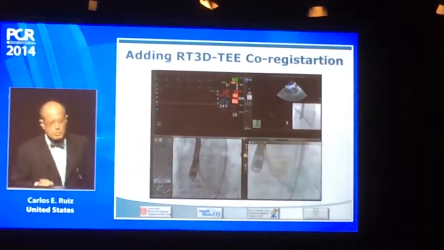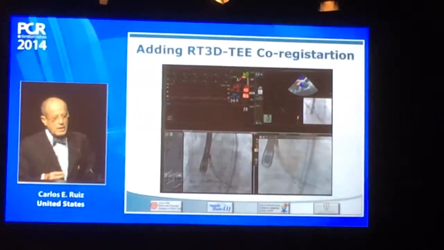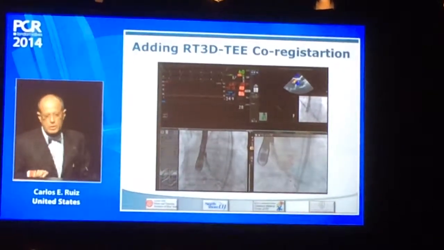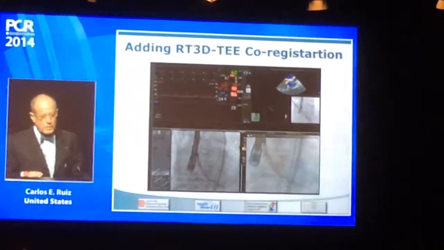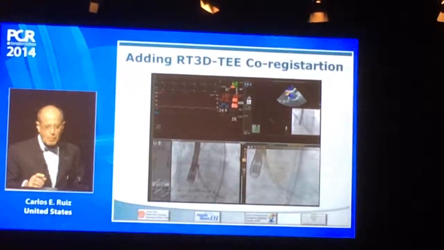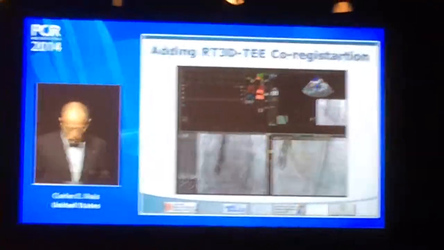And it allows me also to overlay the physiologic information. So I can see color flow Doppler superimposed onto the fluoroscopy, and I know whether I have a leak and in what part of the valve I have a leak. And I can correlate that very well with the fluoroscopy.